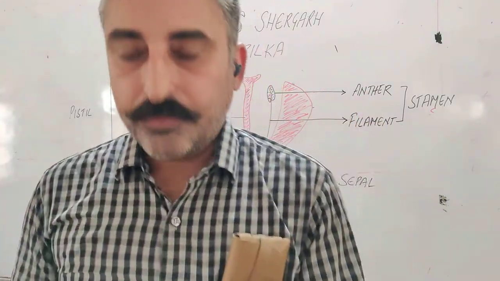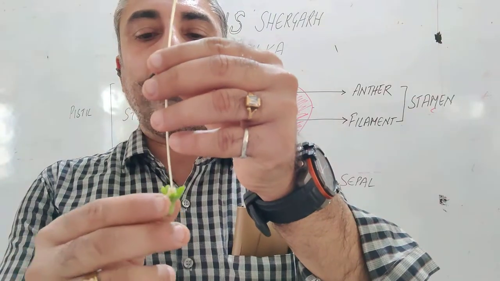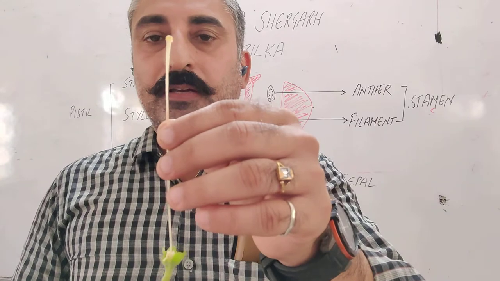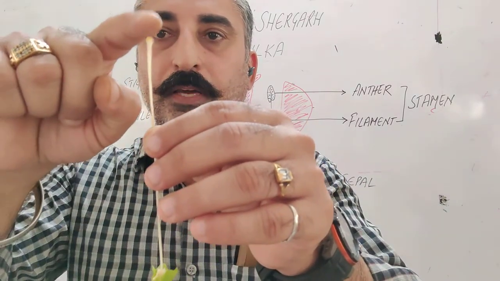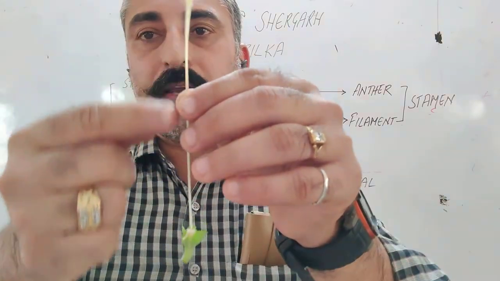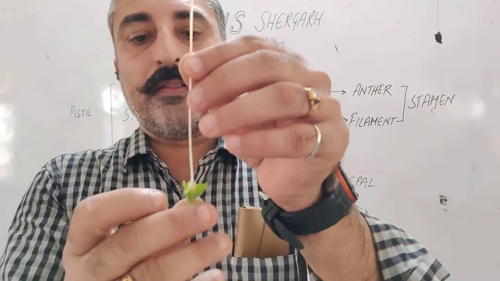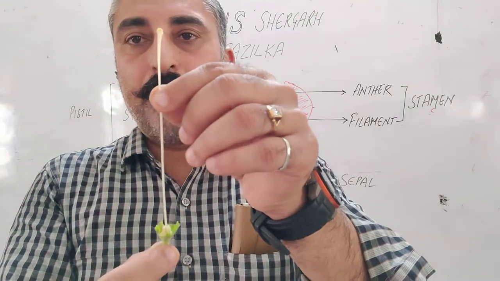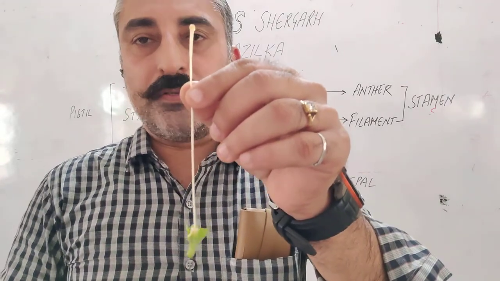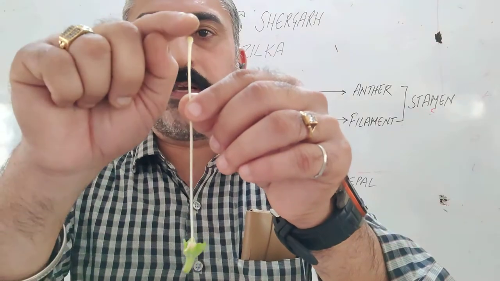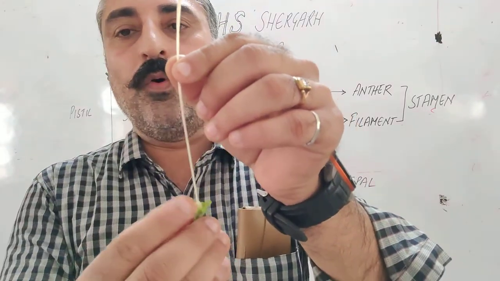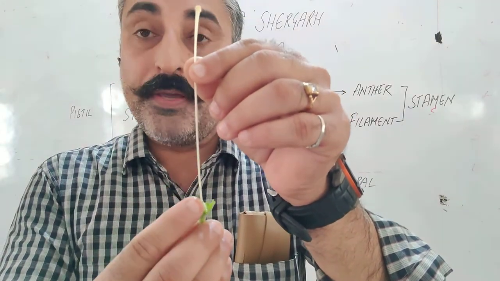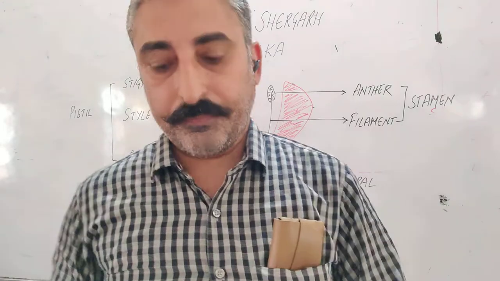Now, let's talk about female part of flower. This is known as pistil and consists of three parts. One is stigma, this sticky one. Second, this tube-like structure style. And third, this bulb-like structure, ovary. Female part of flower is known as pistil, consists of three parts, stigma, style, and ovary. Now, this ovary has that female germ cell.